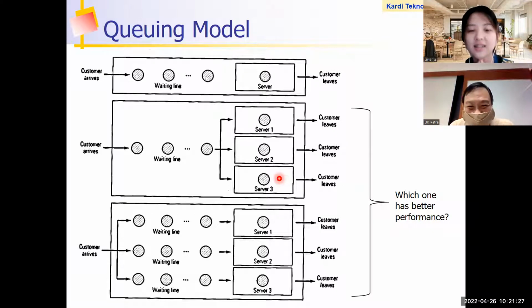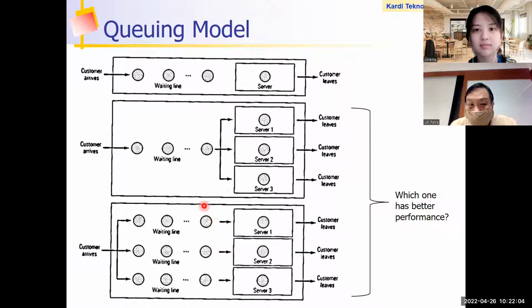So this is a tricky question. When I said which one has better performance, I did not mention what the performance is here. So what is the performance first? In terms of queuing length, this is definitely better, right? Because the queuing length is shorter.